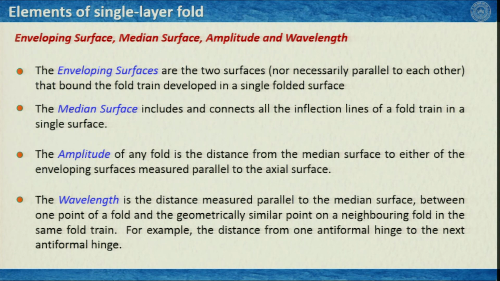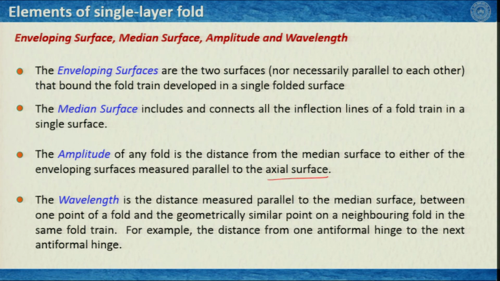The median surface includes and connects all the inflection lines of a folded train in a single surface. The amplitude of any fold is the distance from the median surface to either of the enveloping surfaces, measured parallel to the axial surface. Now, we will learn about the axial surface in one of the next slides soon.